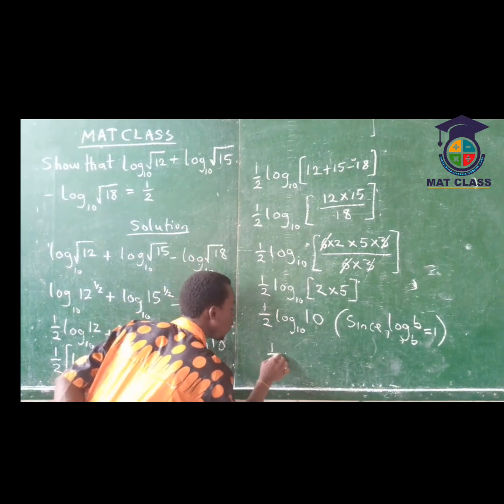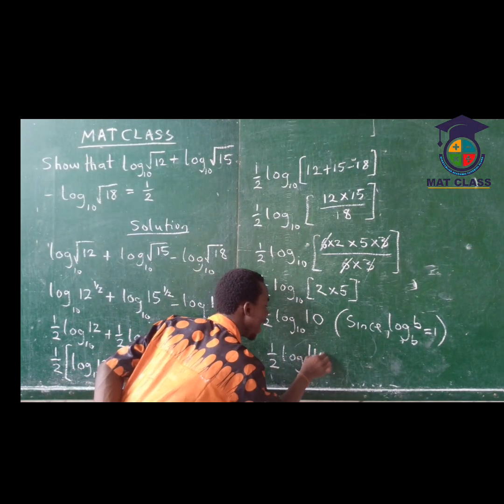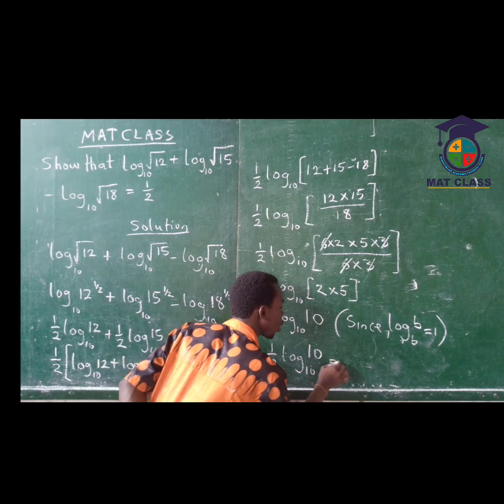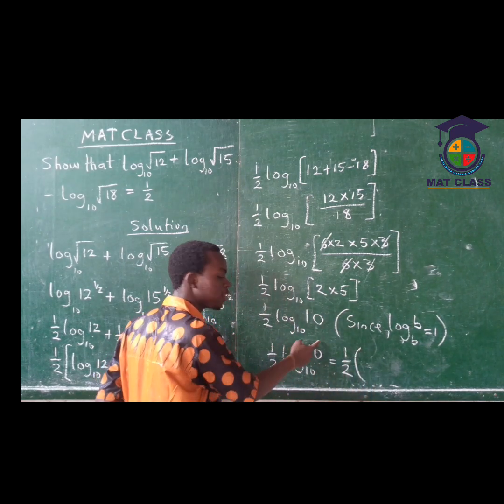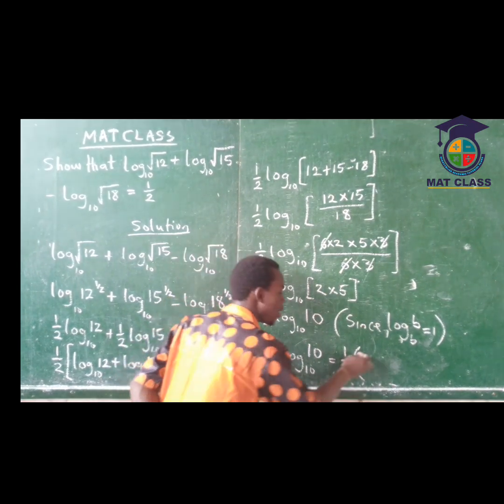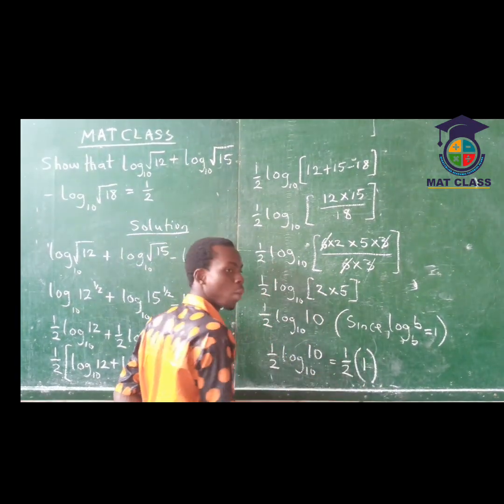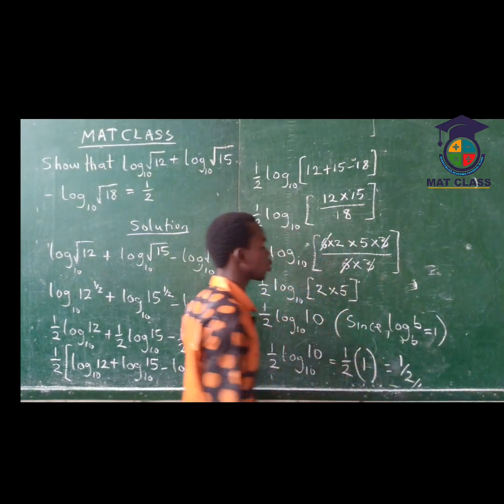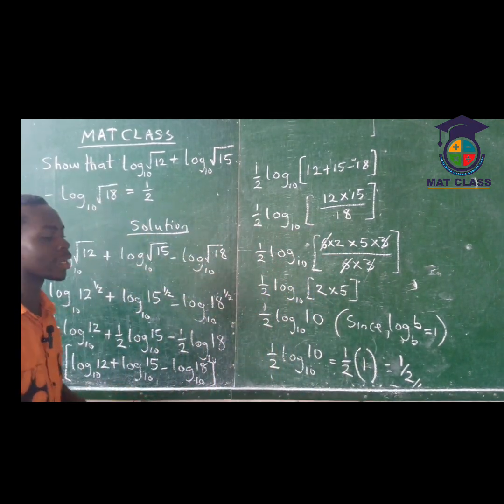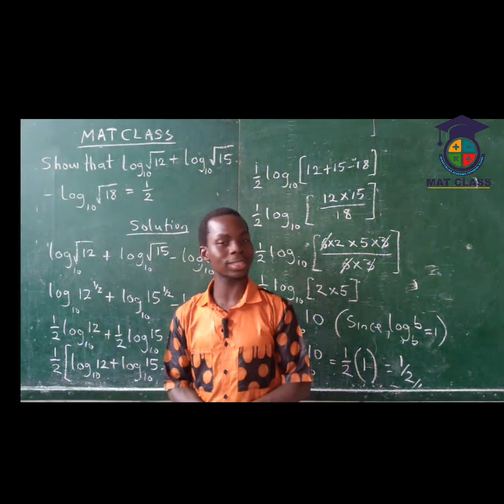I will now say 1 over 2 log of 10 base 10 is equal to 1 over 2. And the log of 10 base 10 will give me 1. I now open bracket, put my 1 inside, and 1 over 2 times 1 will give me 1 over 2. You can see that when we prove all these things, our answer is 1 over 2. I believe that you understand it now.